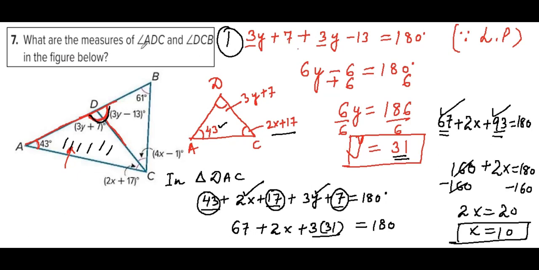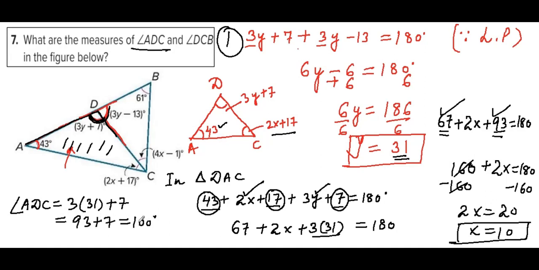ADC. ADC we already know. This is ADC. ADC is 3y plus 7, D is coming in the center. y is 31, so 93 plus 7 is 100 degrees. So our first answer is 100 degrees.